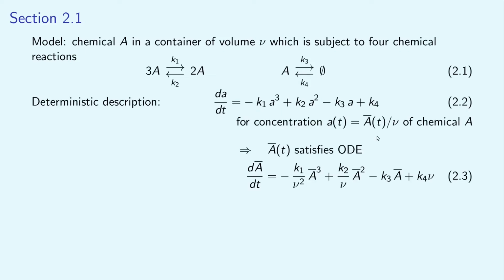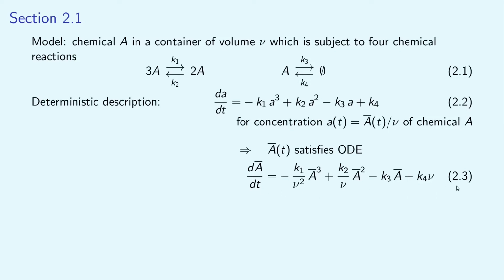Since we want to compare the deterministic model with the stochastic description of our chemical system, we need to rewrite the ordinary differential equation 2.2 in terms of the number of molecules of A, which can be obtained by multiplying the concentration, the lowercase a, by the system volume nu. Therefore, we multiply the ODE 2.2 by the system volume nu to obtain the following ODE for our deterministic approximation of the number of molecules.